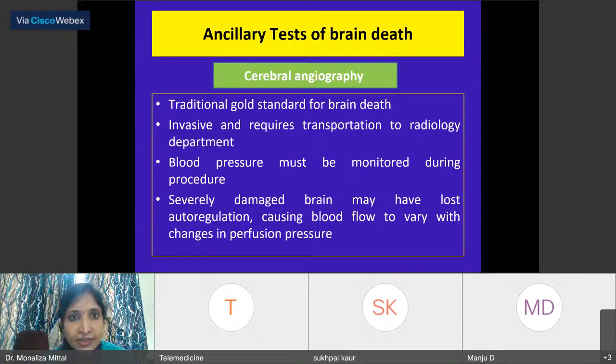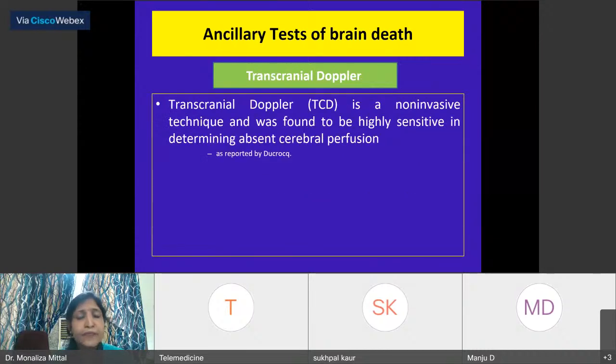So these tests include cerebral angiography. This is a traditional gold standard for brain death, invasive and requires transportation to the radiology department. Blood pressure must be monitored during this procedure, and a severely damaged brain may have lost autoregulation, causing blood flow to vary with changes in perfusion pressure. So the cerebral angiography will indicate the same. Transcranial Doppler is a non-invasive technique and was found to be highly sensitive in determining absent cerebral perfusion.